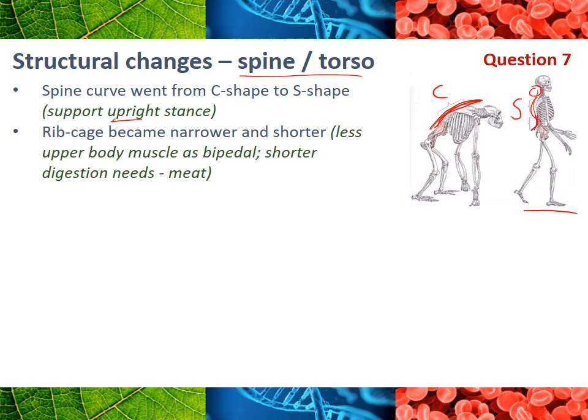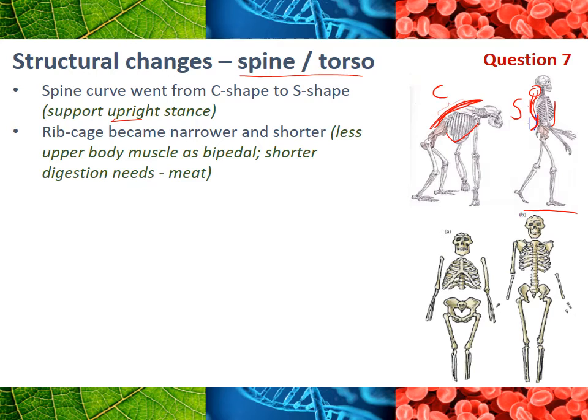Another big change is that the rib cage became a lot more narrow. Okay, and also a bit shorter. So you can see that in this picture here. This is a chimpanzee, quite a big, broad rib cage there. Ours is a lot more narrow and also shorter.